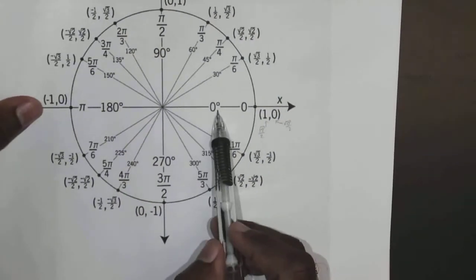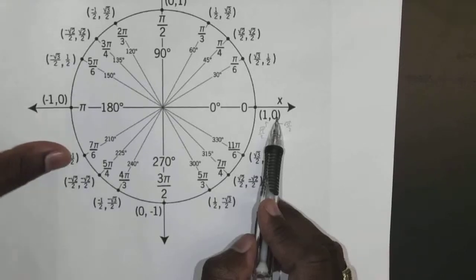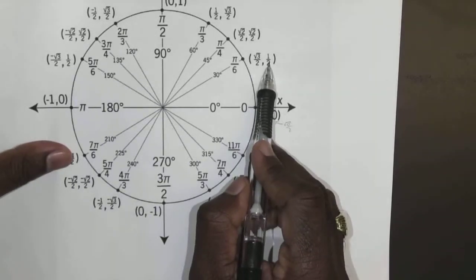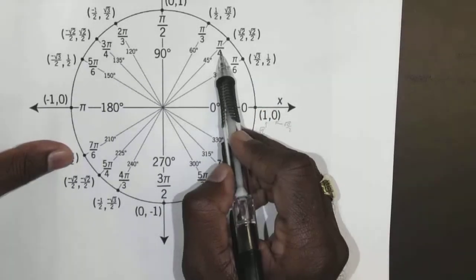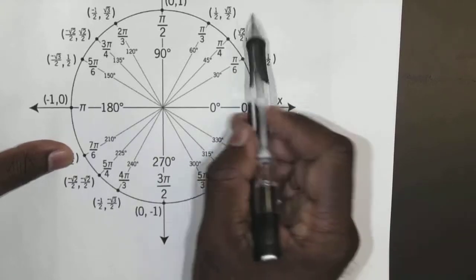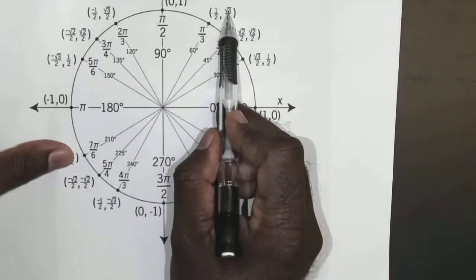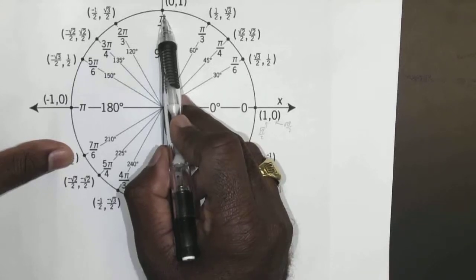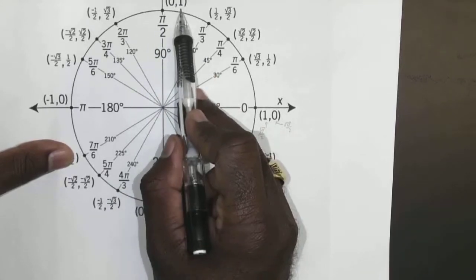Okay, so you have 0 degrees, so your y value is 0. When you go to pi over 6, your y value is 1/2. When you go to pi over 4, it's square root of 2 over 2. When you go to pi over 3, it's square root of 3 over 2. When you go to pi over 2, your y value is 1.